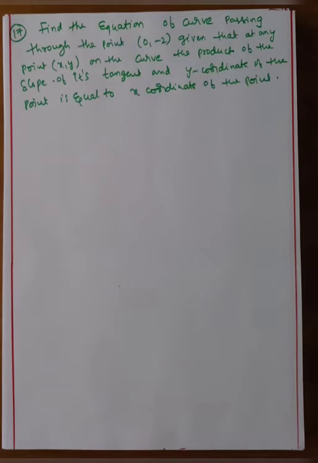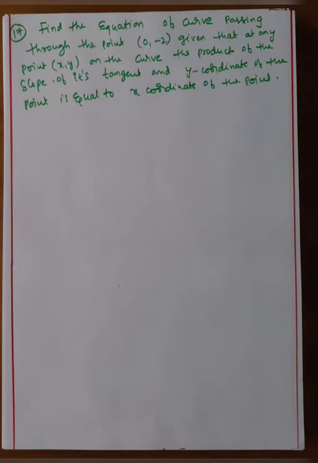Okay, my dear students, going to question number 17. Find the equation of the curve passing through the point (0, -2). You can find the curve; a differential equation is given. The curve is passing through (0, -2), which means x value 0, y value -2. Given that, what is given?